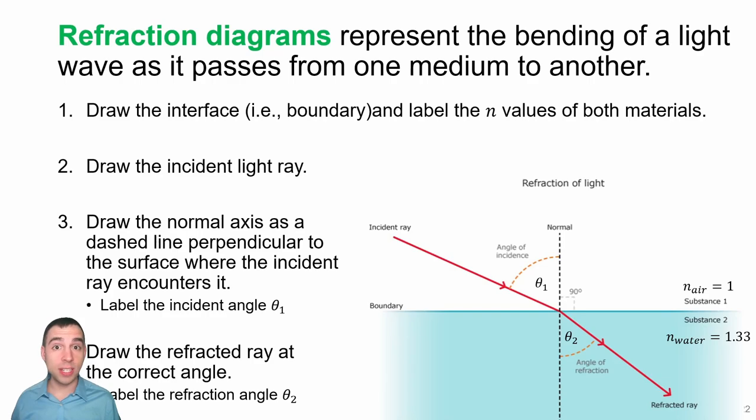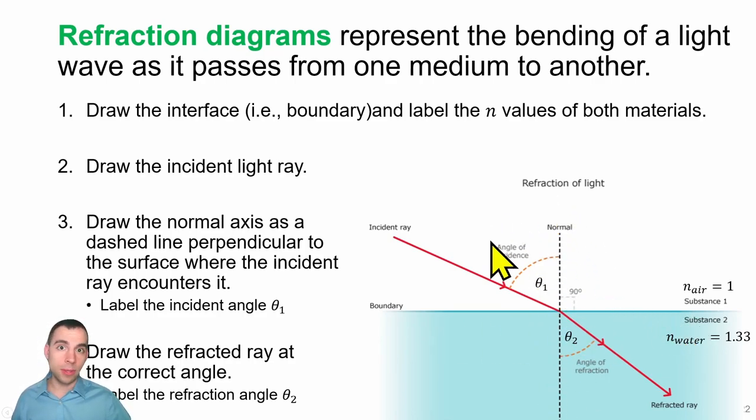We can use refraction diagrams to represent how a light wave will bend when it travels from one medium to another. The way you draw a refraction diagram is you start by drawing the interface between the two materials. Sometimes people call this a surface or a boundary. Then you want to draw your incident light ray coming in and striking the interface. Wherever that light ray strikes the interface, you want to draw a normal axis perpendicular to the interface itself. So we have the incident light ray so far, the boundary, and the normal axis.